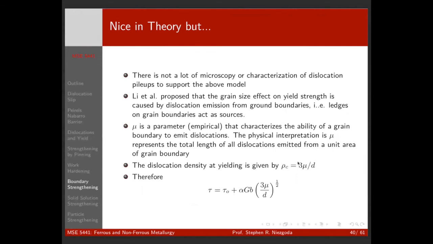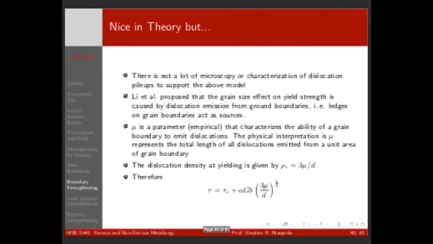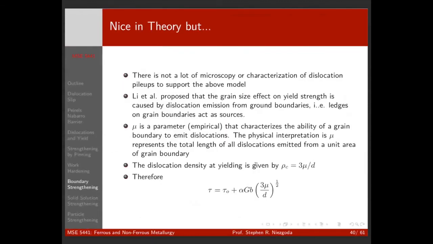So this slide gives maybe some other thoughts on how we can get at a Hall-Petch-like relationship when we consider emission and transmission of defects at the grain boundary, right? But again, there's some extra stuff here.